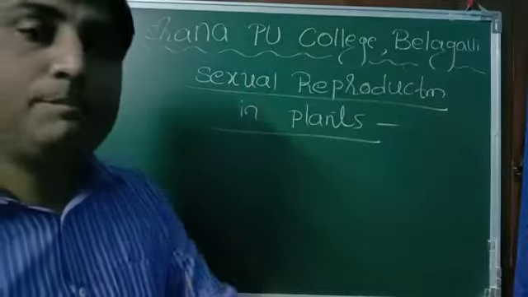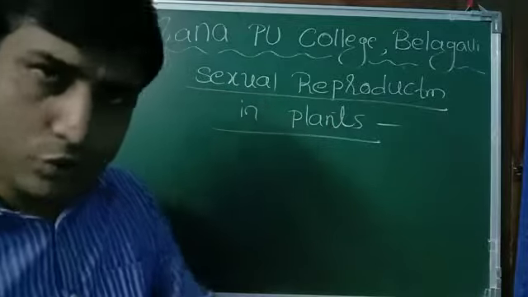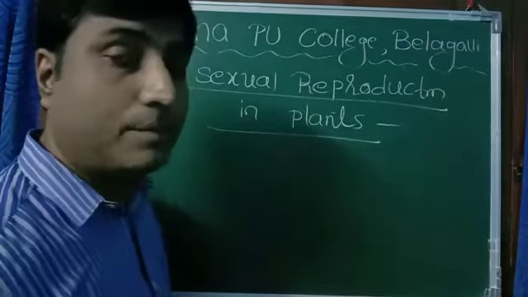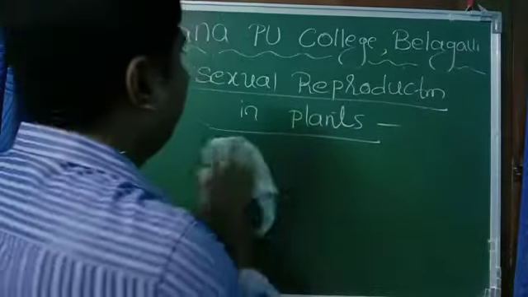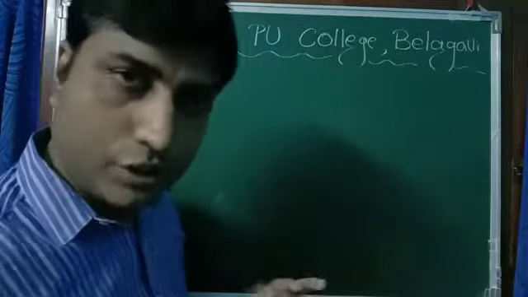Sexual reproduction in plants. Plants also show the sexual mode of reproduction. In a plant, the reproductive organ is the flower. A flower contains male and female reproductive structures.